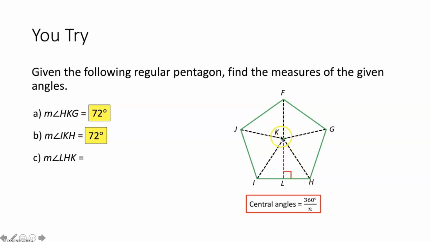We also know that when we drop our apothem, that's going to cut our central angle in half when we're dealing with a regular polygon. So if the measure of our central angle, angle IKH, is 72 degrees, and our apothem is going to cut that in half, that means that the measure of angle LKH is going to be half of 72 degrees, or 36 degrees. And now all I have to do to find the measure of angle LHK would be to take 180 degrees, subtract 90 degrees, subtract 36 degrees, and I'm left with 54 degrees. That's the measure of angle LHK.